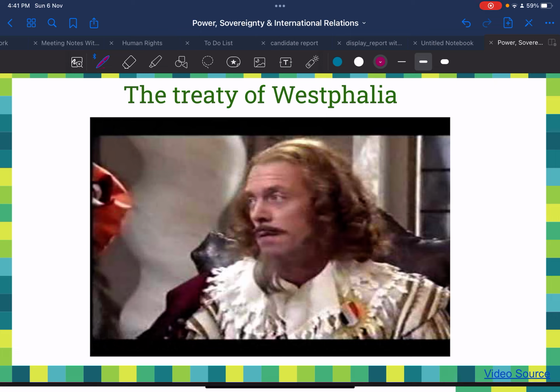What were the consequences of this Westphalian Treaty? Number one, the emergence of the nation state. After this, there was the rise of the nation state. A secular state system was considered, right? New states came into power.